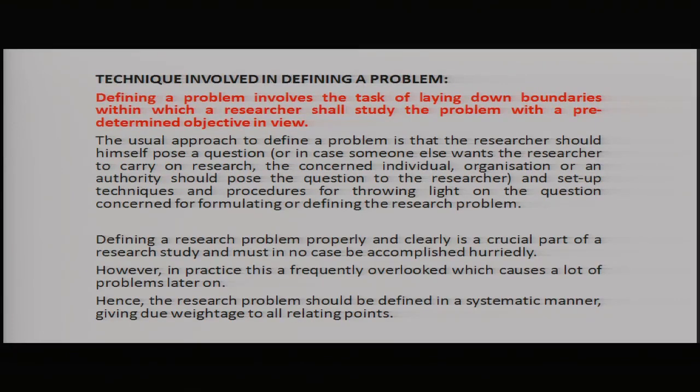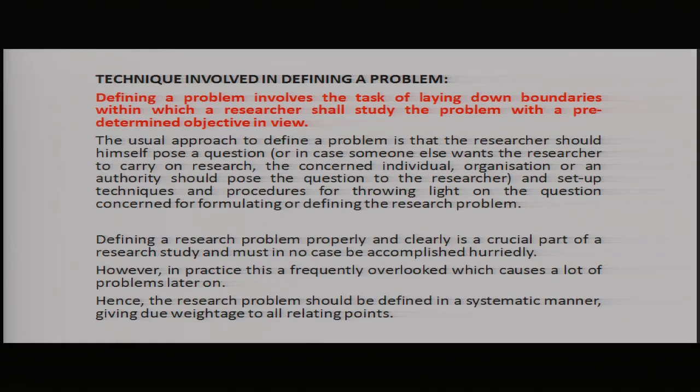Okay, this was about how you find the research problem, how you get it, then selecting. After selection, how you define the research problem. This is one set. Next, techniques involved in defining a problem. What are the techniques that are involved in defining a problem? Defining a problem involves the task of laying down boundaries within which a researcher shall study the problem with a predetermined objective.